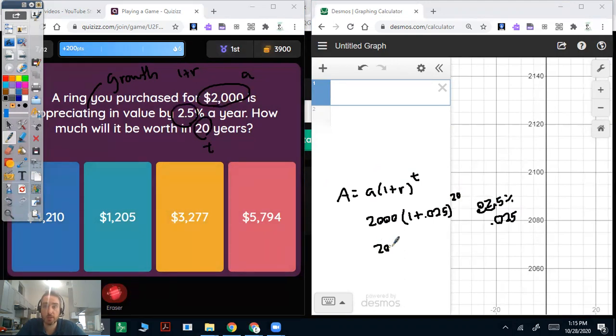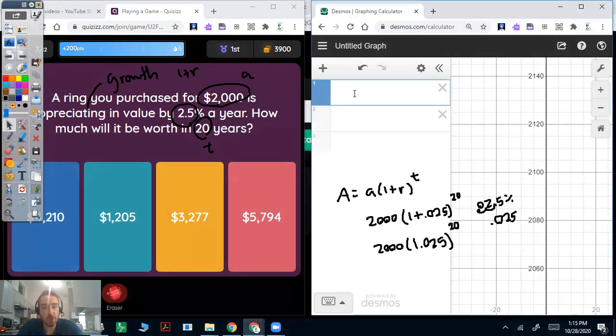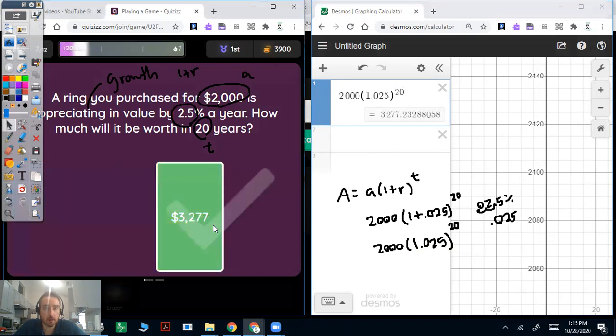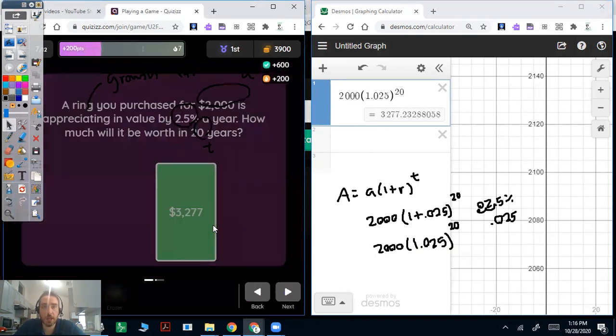So 2,000 times 1.025 raised to the 20th power. All right, let's compute that and see what we get. 2,000, parentheses 1.025, close up, raised to the 20th power. 3277.23. There you go.